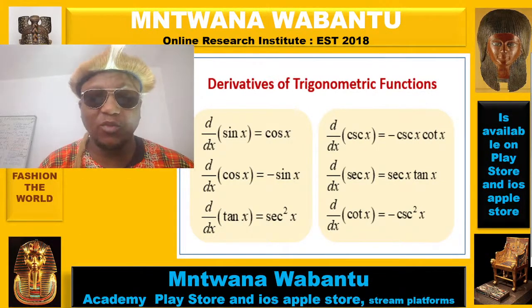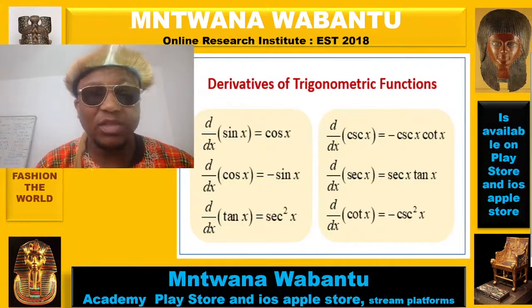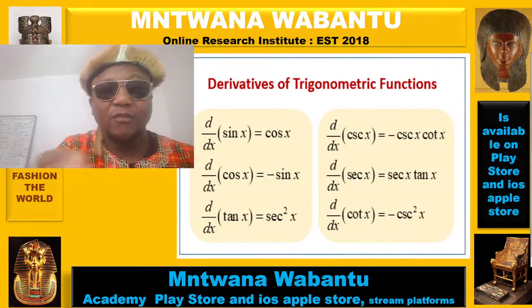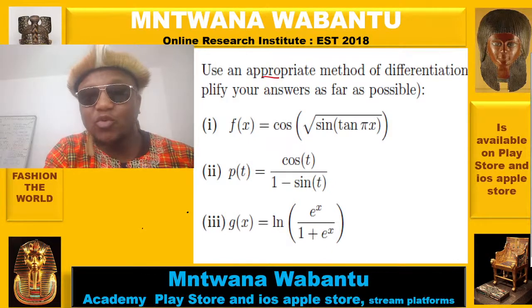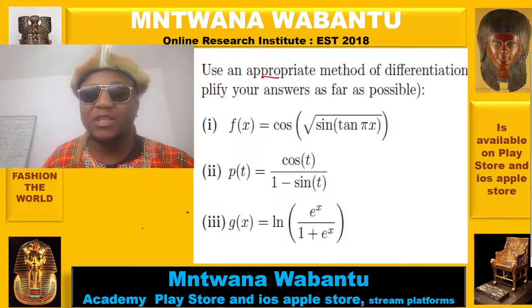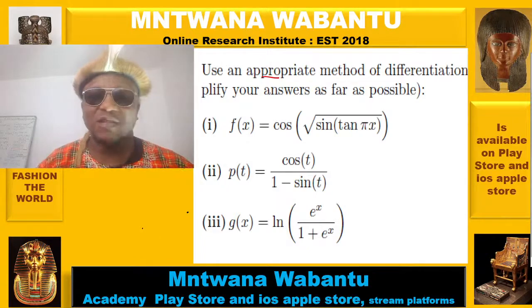Let me show you the question that we're supposed to do, because the question in the thumbnail is not the right question. So this is the question right here. They say use an appropriate method to differentiate. So we have to differentiate right here. So let me show you the rules of differentiation.